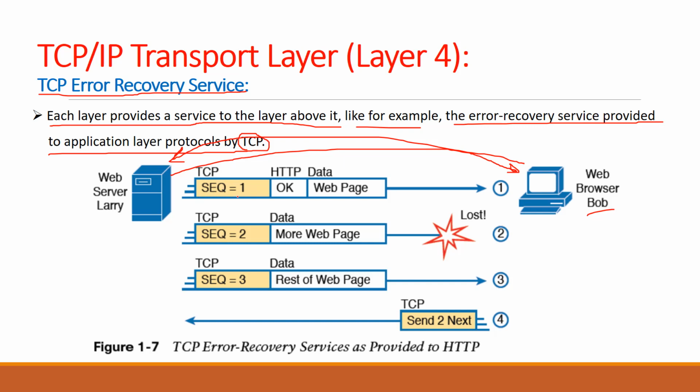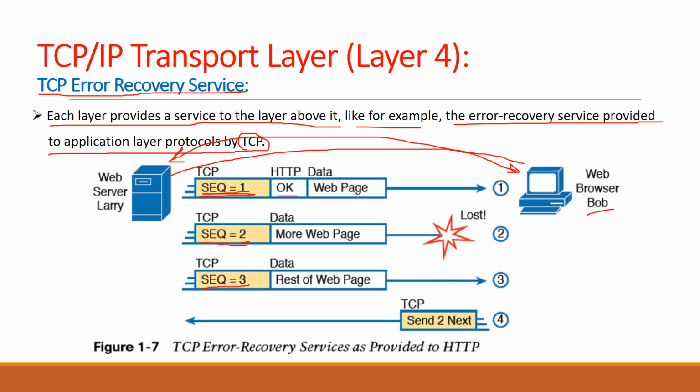And in the third step, it started to send the data in parts. So let's say that part 1 of the data has sequence 1 in the TCP header with OK in the HTTP header, because this is the first part of the website, and then part 2 without an HTTP header but with TCP sequence number 2, and the third part has sequence number 3.